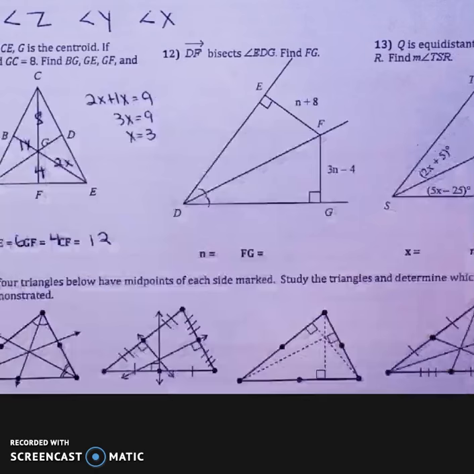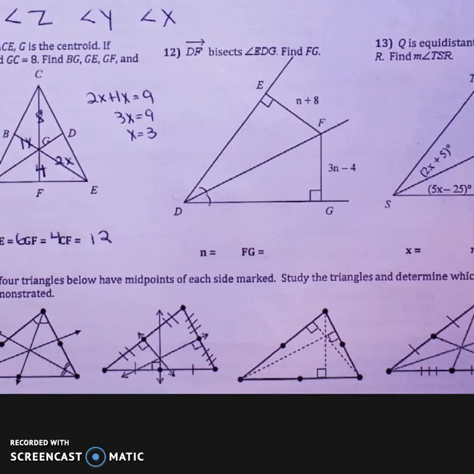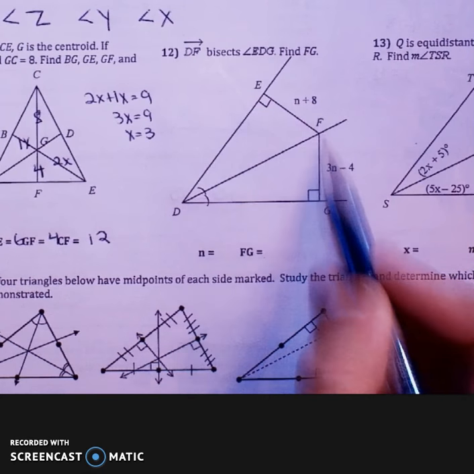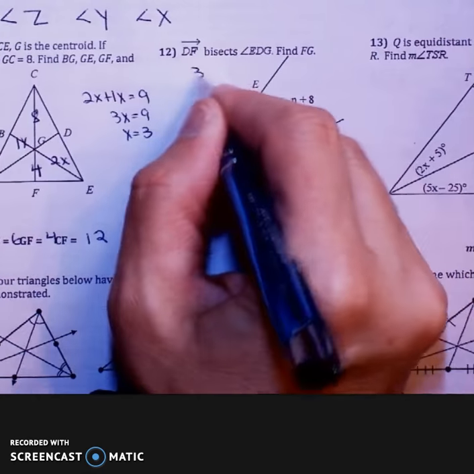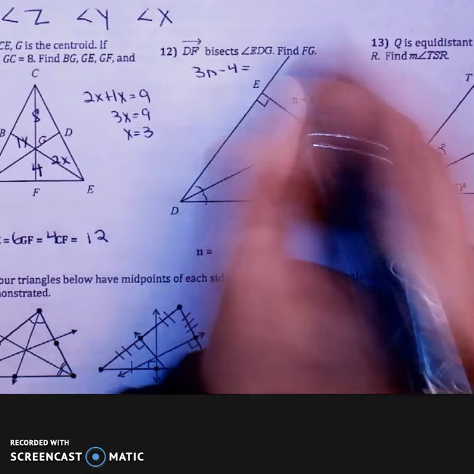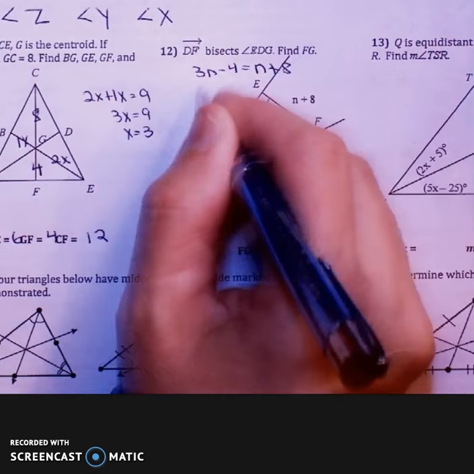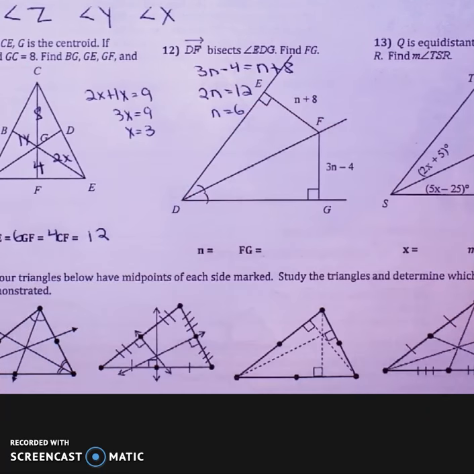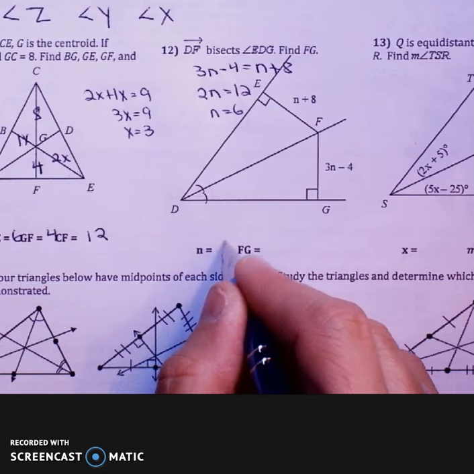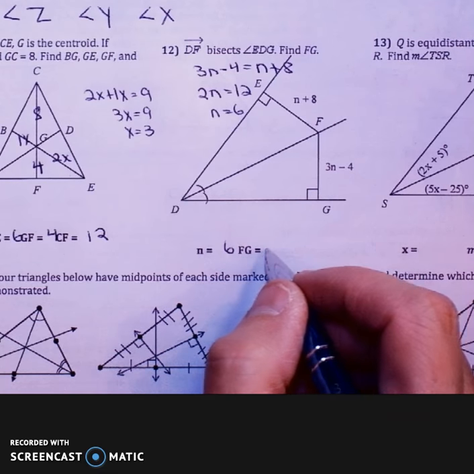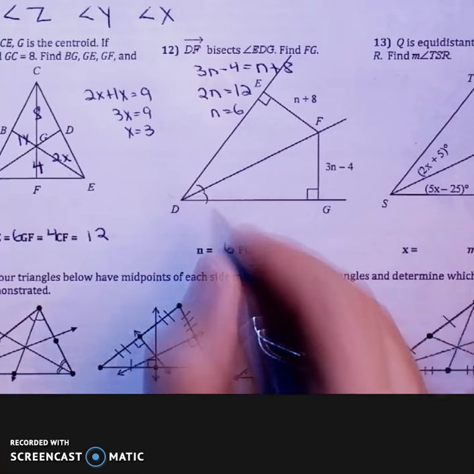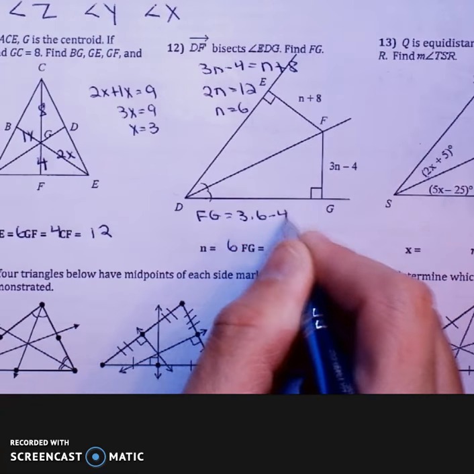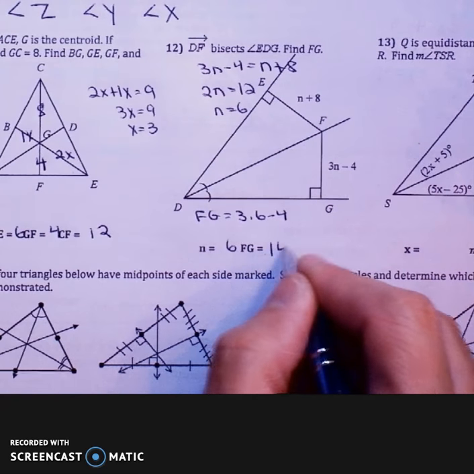Okay, moving on to number 12. We've been told we have an angle bisector, so that means any point on here is the same distance from the side. So in other words, we have 3n minus 4 equals n plus 8. I'm going to subtract the n, at the same time add the 4. We eventually get n is equal to 6. And the other thing they want to know is FG. So FG is equal to 3 times 6 minus 4, so 18 minus 4 is 14.